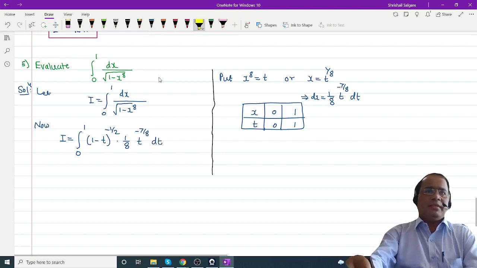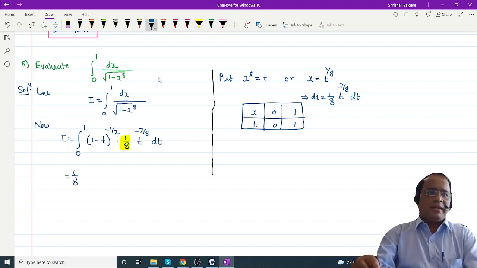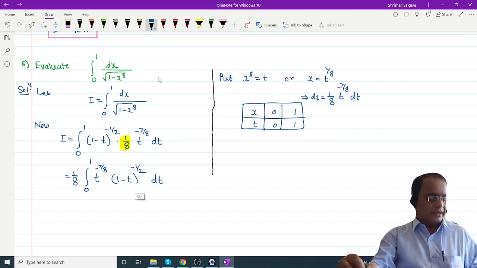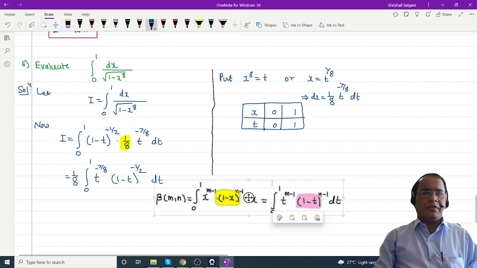dt. Now from this I will take the constant term outside the integral, that is 1 by 8. So 1 by 8 I will take outside, limits 0 to 1. As per the beta requirement, I will write the t terms first, that is t raised to minus 7 by 8, 1 minus t raised to minus 1 half dt. Now again, this is a definition for your reference. This is a definition.